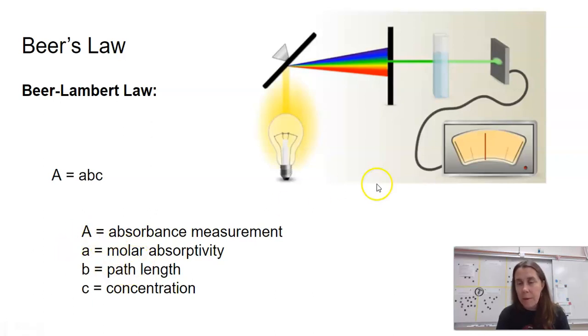Then there's the path length. The more of the sample you go through, the more absorbance you will have, right? If it's a really thin sample, then it would not absorb as much, and if it was a really thick sample, it's going to absorb a lot more. And then it's also related to the concentration. The more concentrated our sample is, the more stuff is going to be absorbed. We are going to do this in the lab and do some examples. This equation is also given on your equation sheet, so you do not need to memorize it, but you do need to know how to use it.